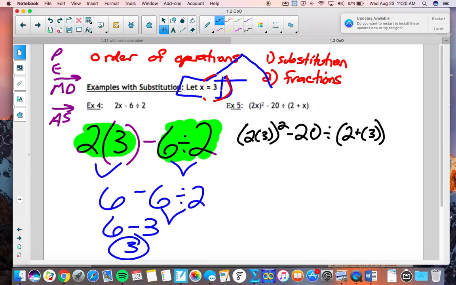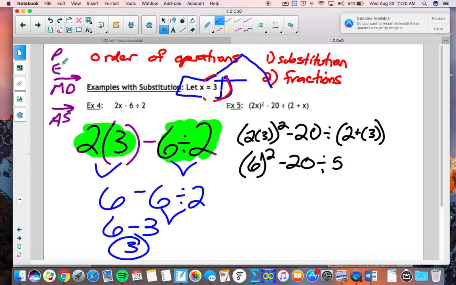All right, so what do we have to do first here? Are there any parentheses that we can simplify? Yes, here I have 2 times 3. That is 6. Now, these big parentheses that are around wherever 2 times 3 is need to come down. Oh, wait, we got some parentheses at the end here. So in the parentheses, it says 2 plus 3. That's 5. Alrighty, so now I have 6 squared minus 20 divided by 5.